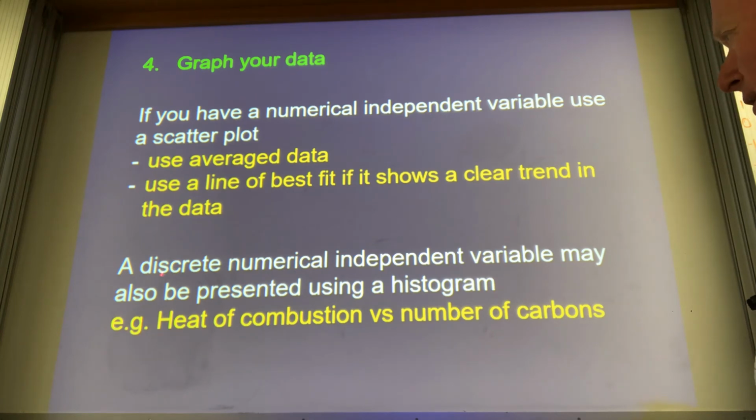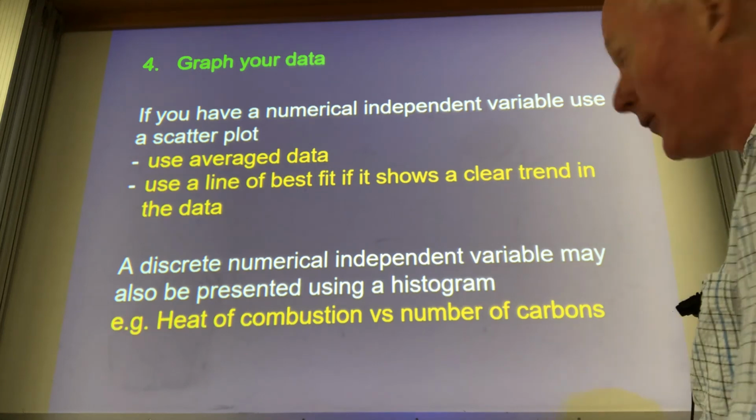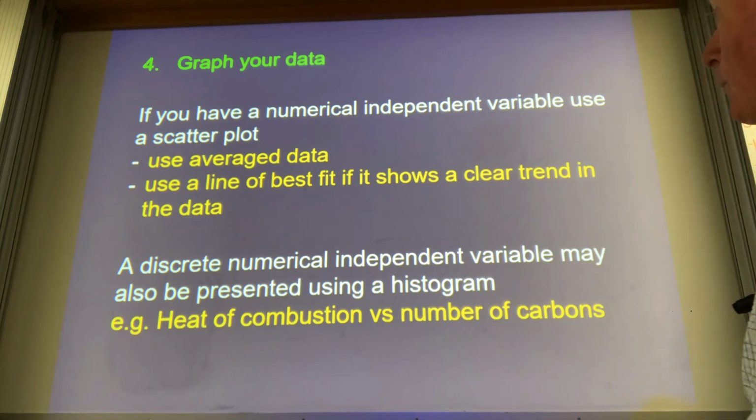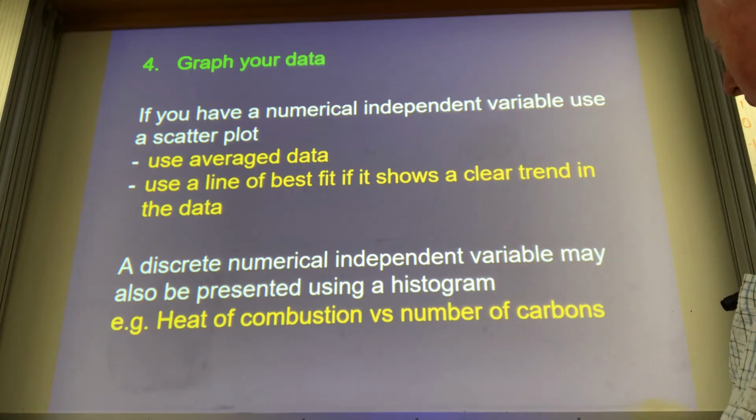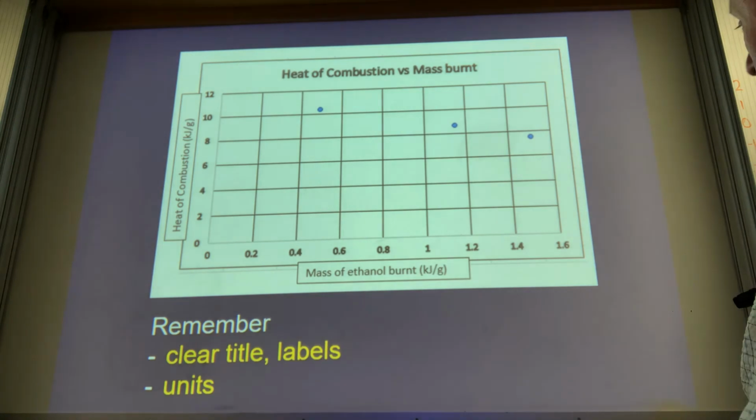And certainly if you've got a discrete numerical variable, a histogram is probably the preferred way of doing it. That is, if it's just something that counts up in numbers like the number of carbons being 1, 2 and 3, that's where a histogram would be good. But I've done a scatter plot here.